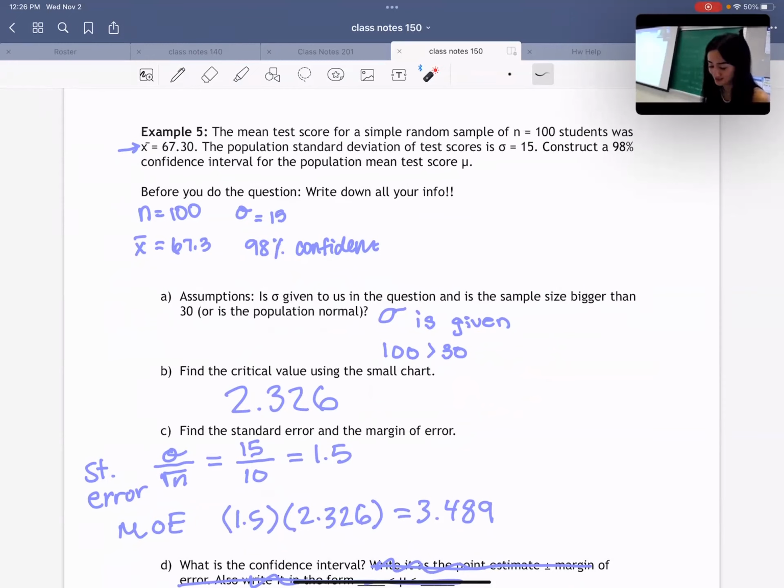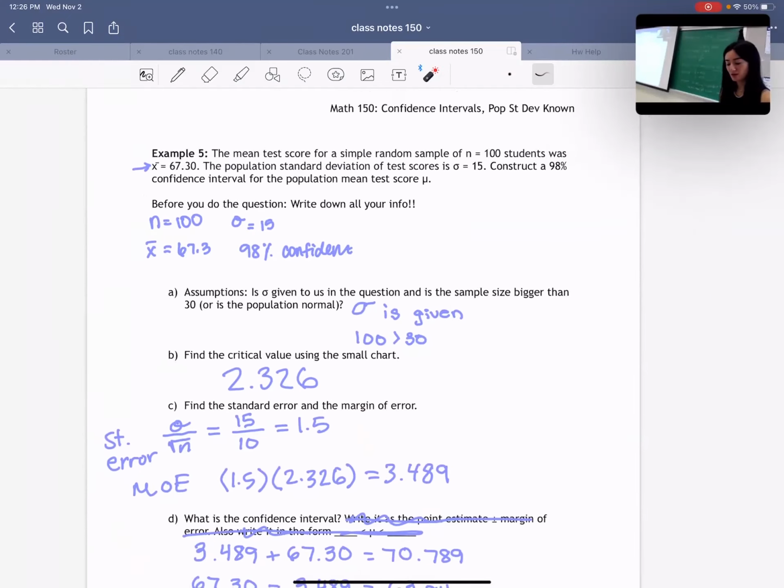Sure. For standard error, it's the standard deviation over the square root of n. Sorry, that was not like a square. It's okay. So 15 is standard deviation, so we're gonna divide that by the square root of 100, which is 10, to get 1.5. And then to get the margin of error, you multiply what you got from the standard error, 1.5, by the critical value, which is 2.326, and then we got 3.4. Perfect job. Nice work there.